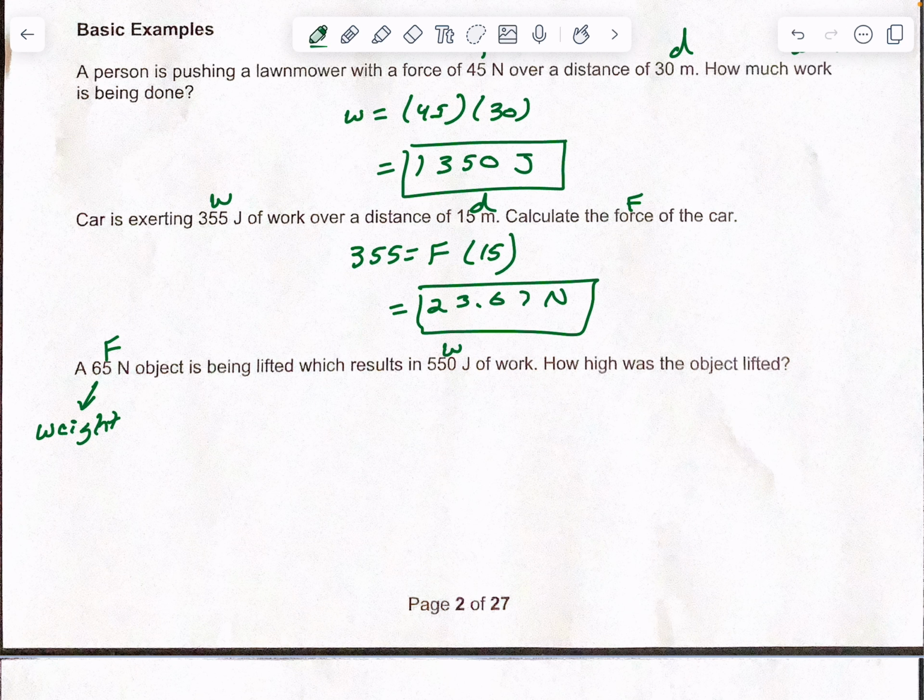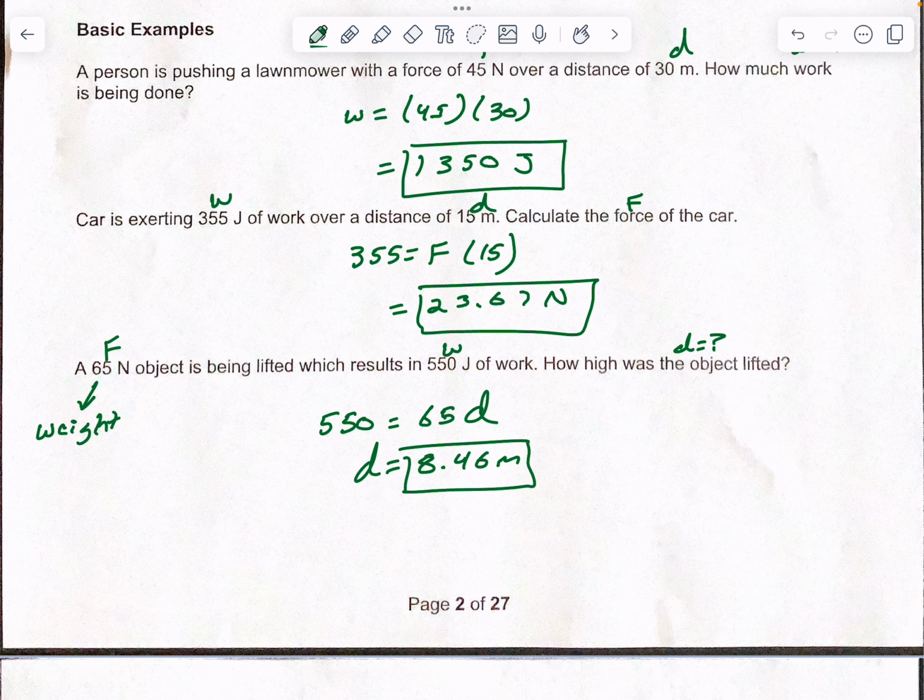There's your work. How high is the object lifted? That means you're looking for distance. Work is 550 equals force, which is 65, times distance. Divide both sides by 65, and you're going to get a height of 8.46 meters. So those were just basic, work equals force times distance, nothing too crazy there.